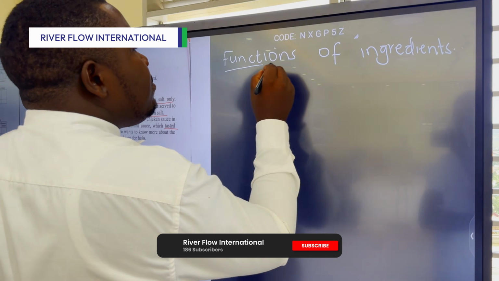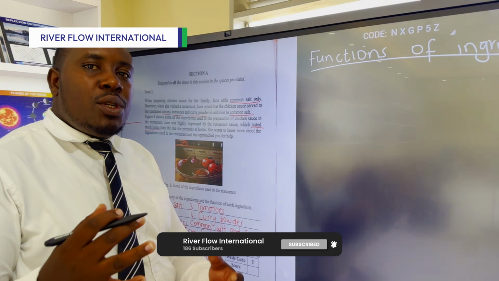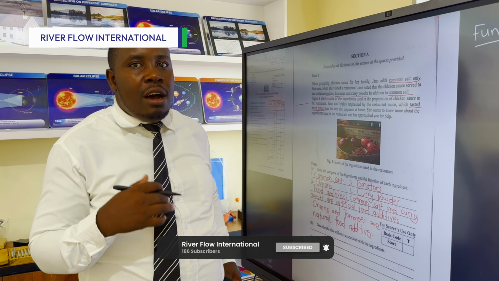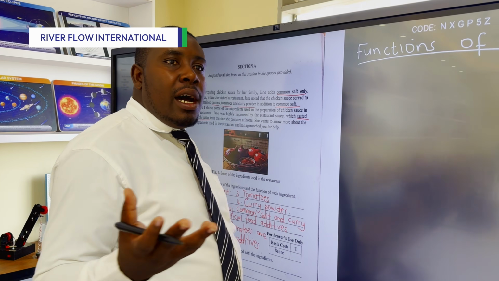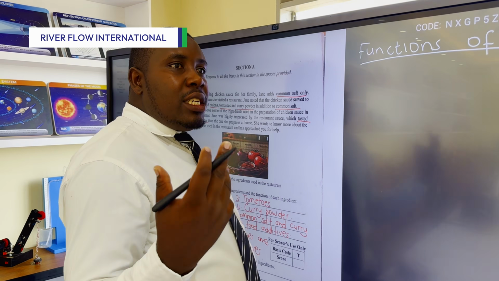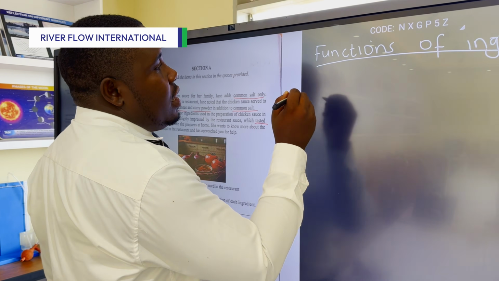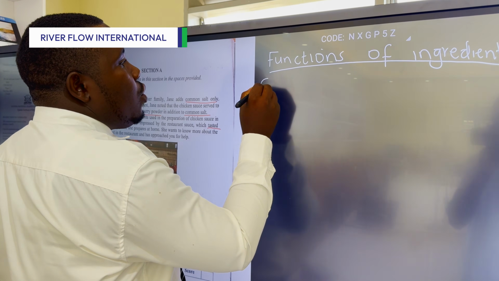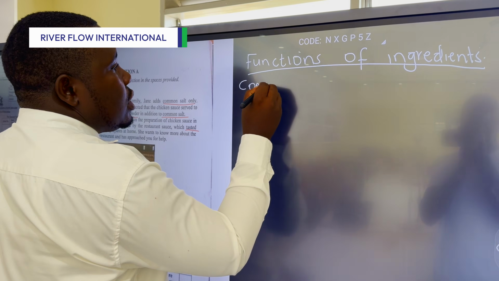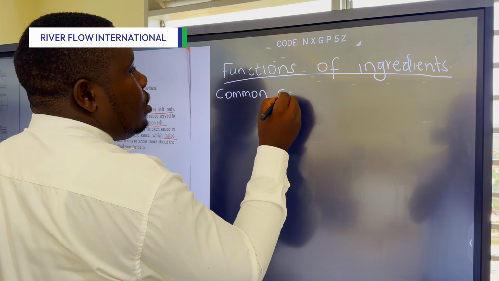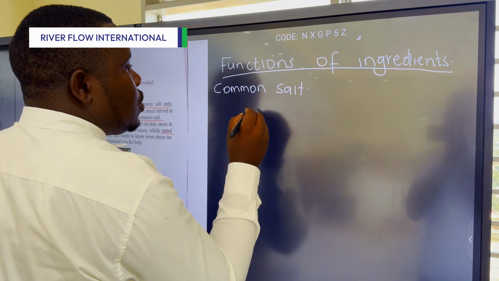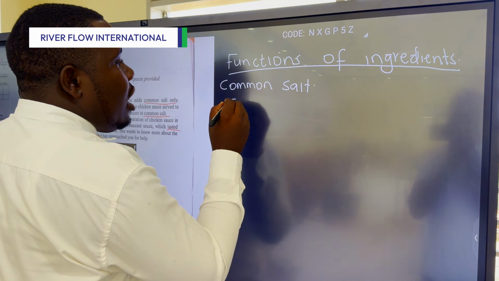This information is very, very important, especially for those of you who want to venture into food and nutrition, and also in hotel management, all those things. Very, very important. So let us start with common salt. What is the importance of common salt? We are going to have bullets.